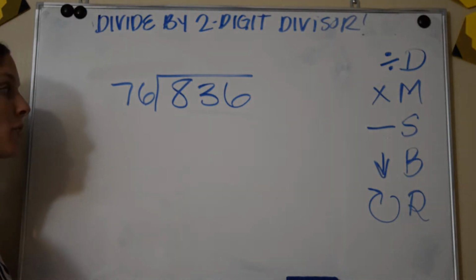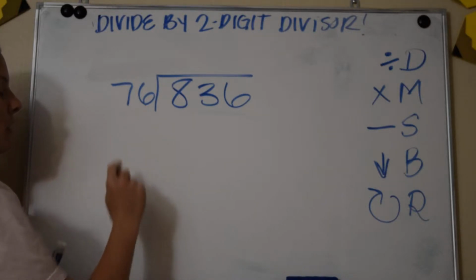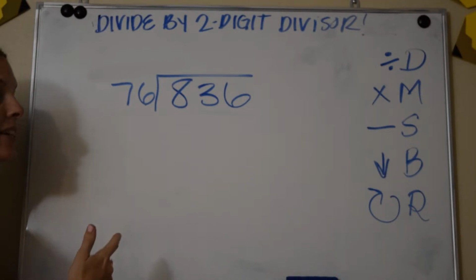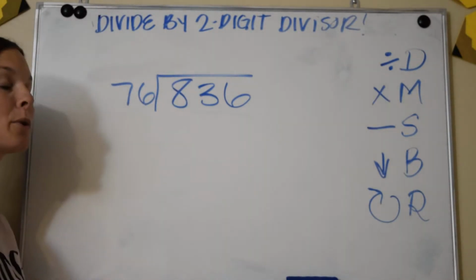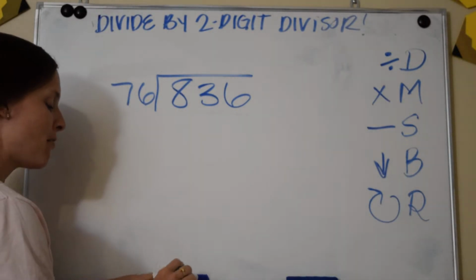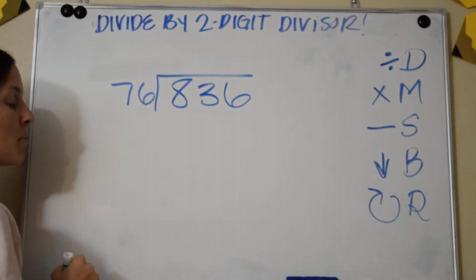So what's changed when we talk about a two-digit divisor? This is the divisor. It's no longer single digit, it's double digit. That doesn't mean we do anything different. It just means that we're working with bigger numbers, but you might find that it's still pretty easy because we're going to look at these numbers together.